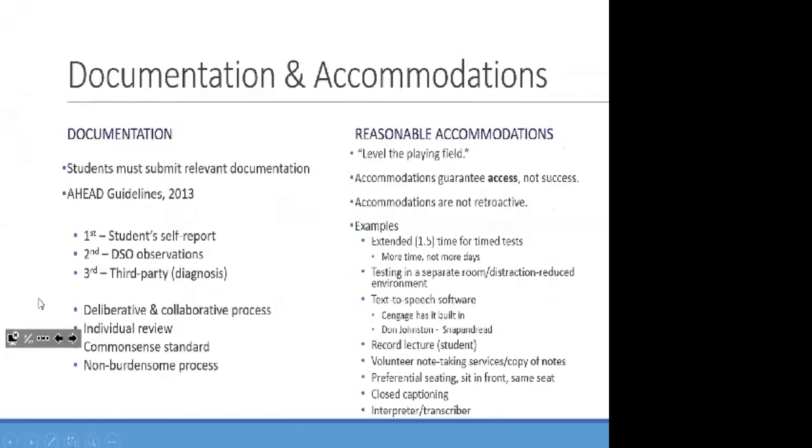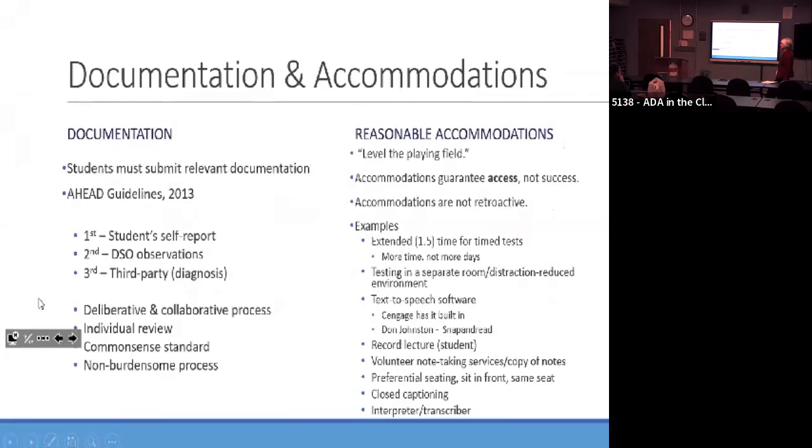Yes, and that's why those AHEAD guidelines exist. I need to research the history of that. I don't know how that came about, but I think it probably came about because higher education wanted to protect its academic integrity and to protect its standards. That's my guess of how this all evolved.